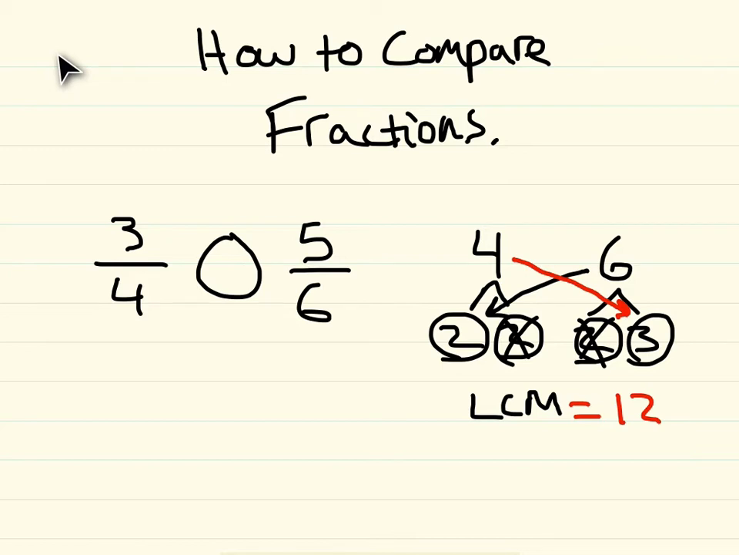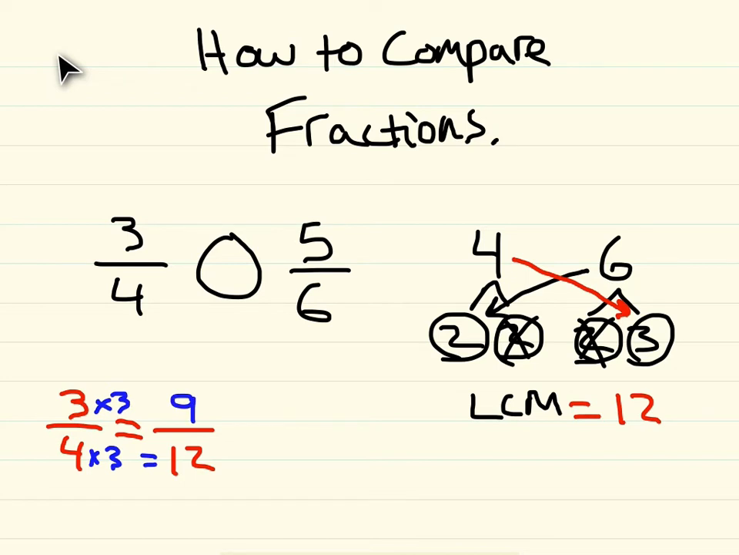So let's start with 3/4. Let's set 3/4 equal to some numerator over 12. Ask yourself, 4 times what number equals 12? Well, that number is 3. Since we multiply by 3 on the bottom, we're going to multiply by 3 on the top. 3 times 3 is 9. So 9/12 is equivalent to 3/4.